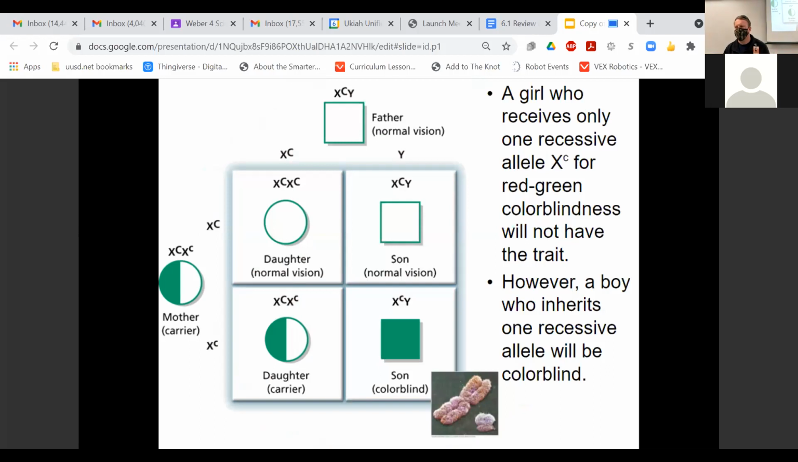Just so you have this reiterated, a female, a girl, who has one recessive allele for color blindness doesn't actually have the trait. This means that she's a carrier of the trait. So any child that she has could possibly inherit the trait down the line. Yes?